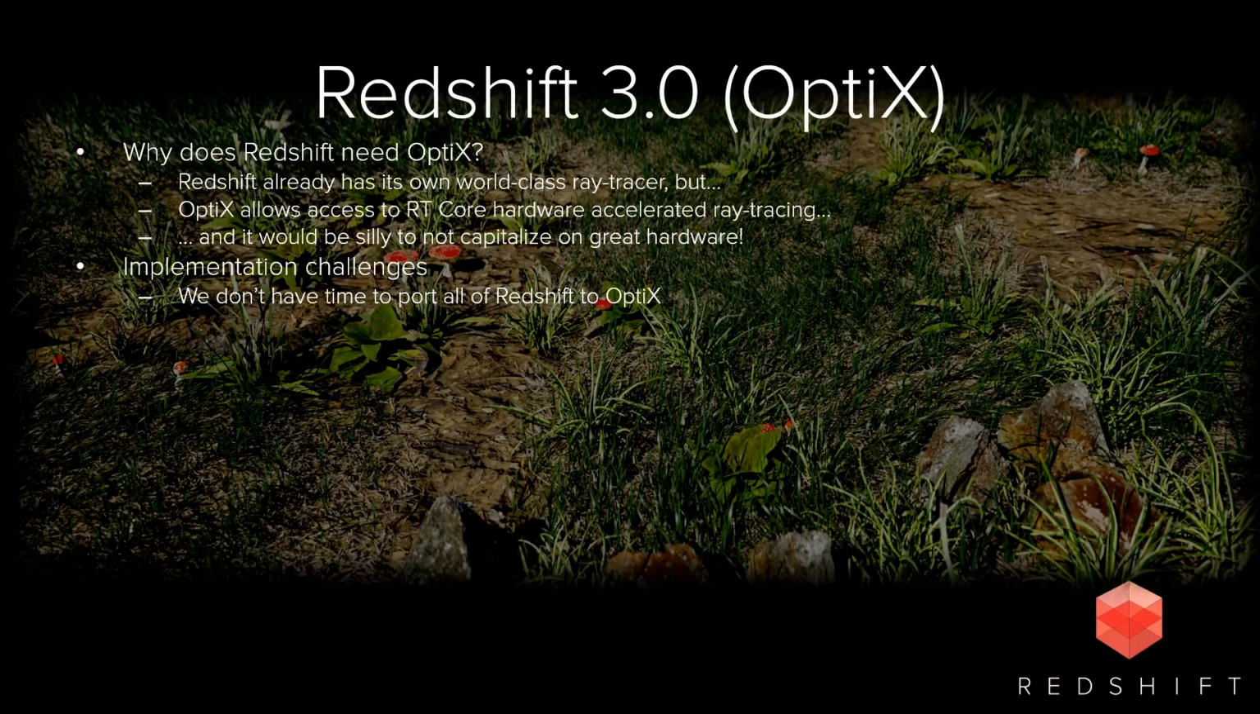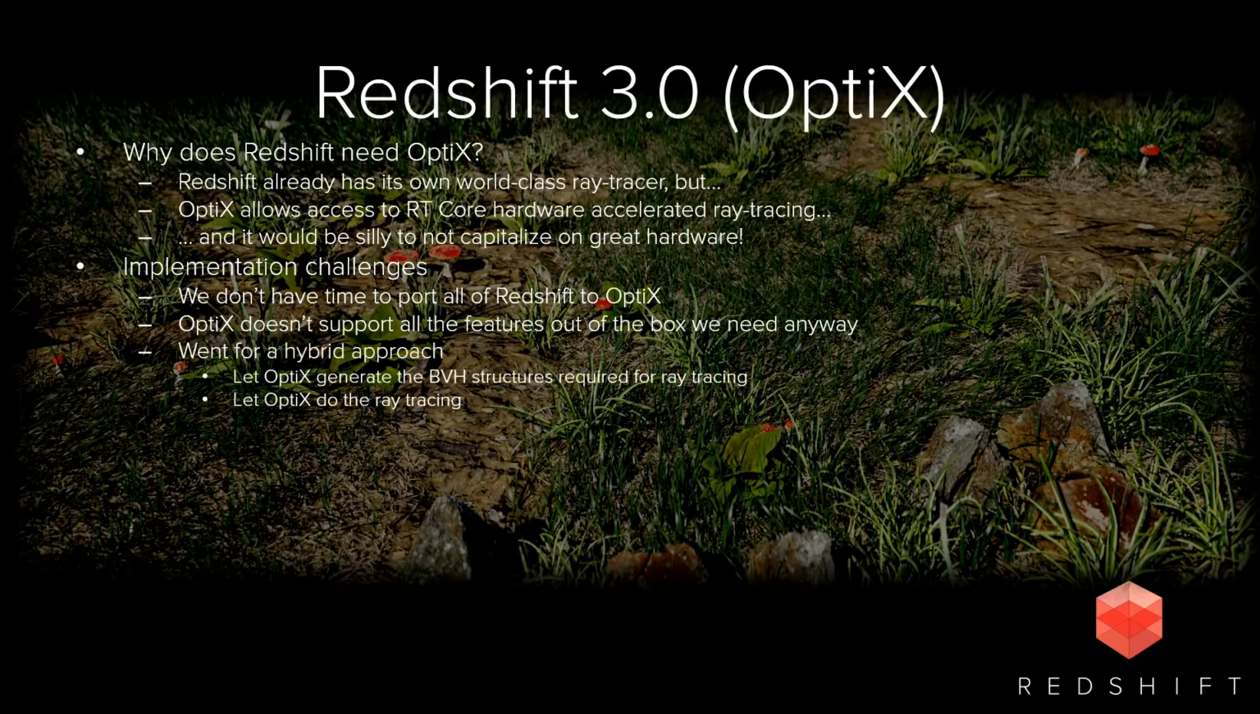One of the things was that we didn't really have time to port all of Redshift to Optix. Everything's written in CUDA, and there's just so much to Redshift, it would take us forever, probably. And also, Optix doesn't actually support all the features that we need. Redshift is a production quality renderer, and there are some things that out of the box, Optix just can't do. So we had to make a call, and we decided to go for a hybrid approach.